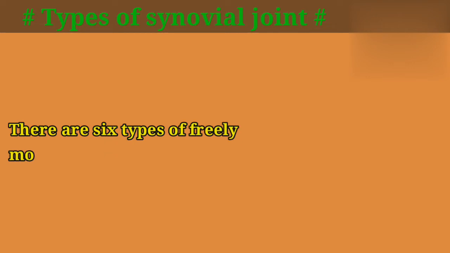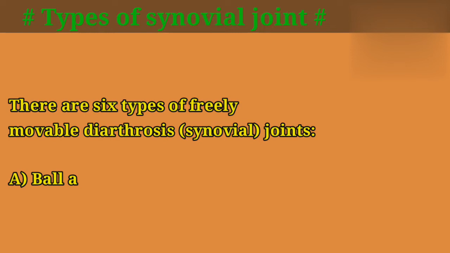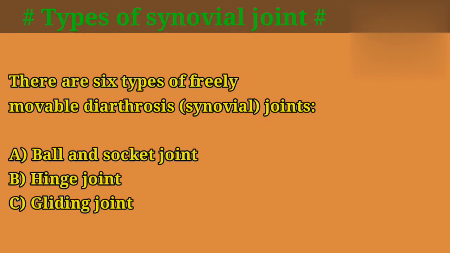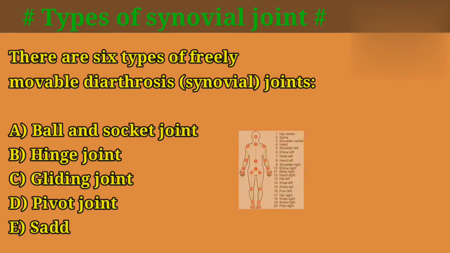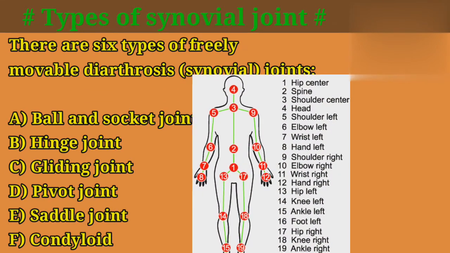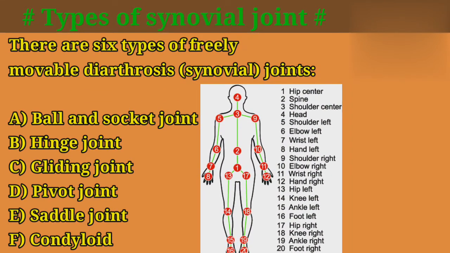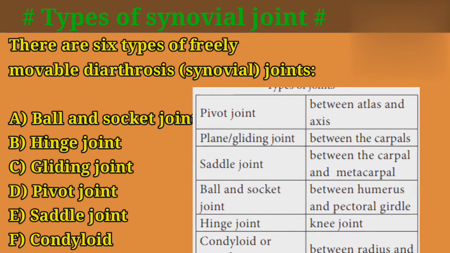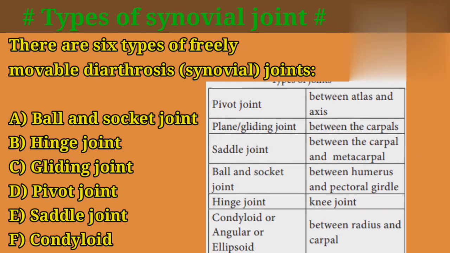Types of synovial joints. There are six types of freely movable synovial joints: first, ball and socket joints, hinge joints, gliding joints, pivot joints, saddle joints, condyloid joints.